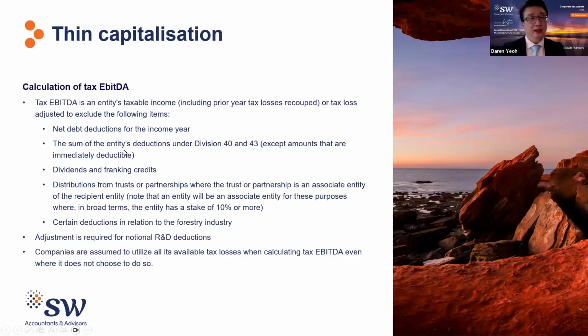You also add back your deductions under Division 40 and 43, which is tax depreciation and capital works, but not amounts relating to capital expenditure, which are immediately deductible. You also subtract dividends and franking credits and trust and partnership distributions where you hold at least a 10% stake in that investment. You also make adjustments if you are in the R&D industry or have made R&D claims.